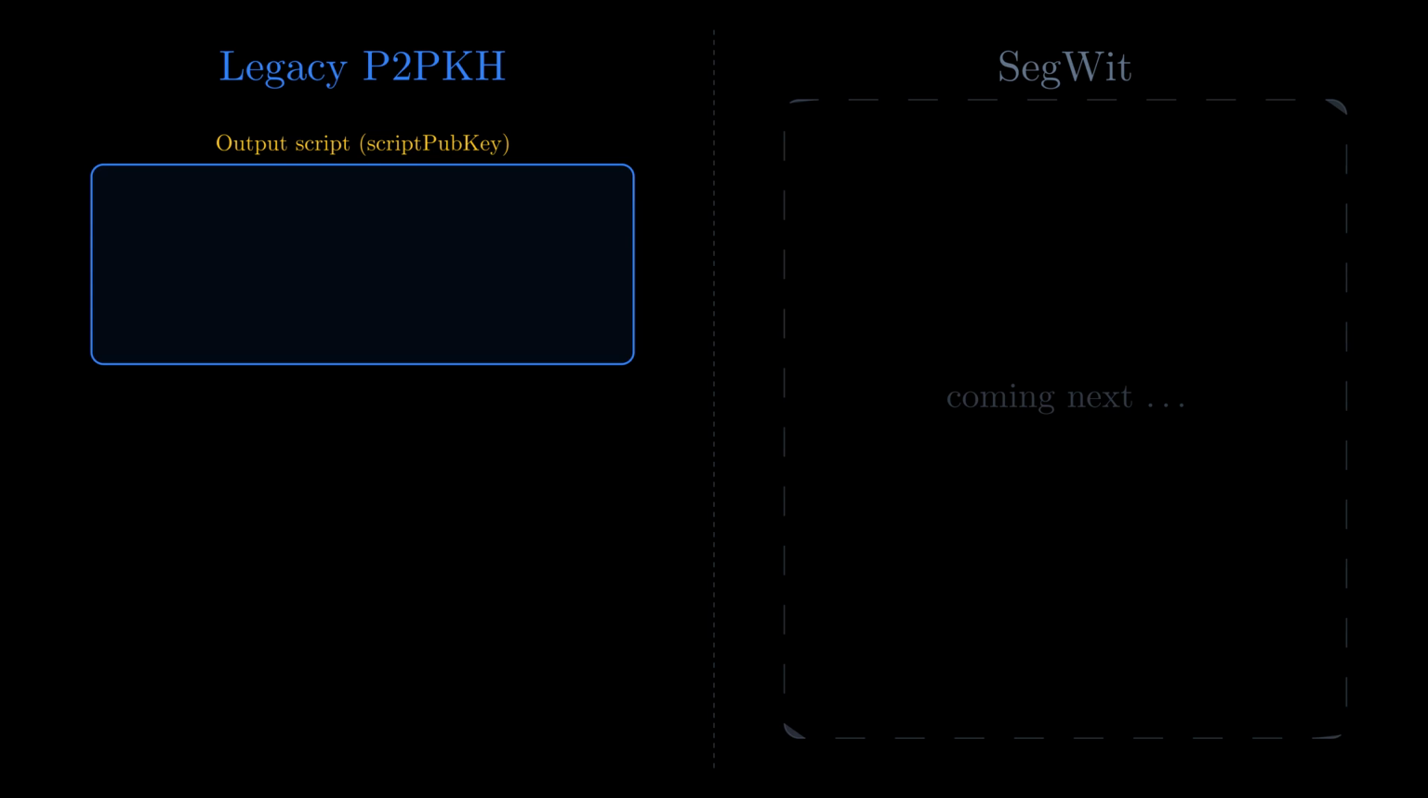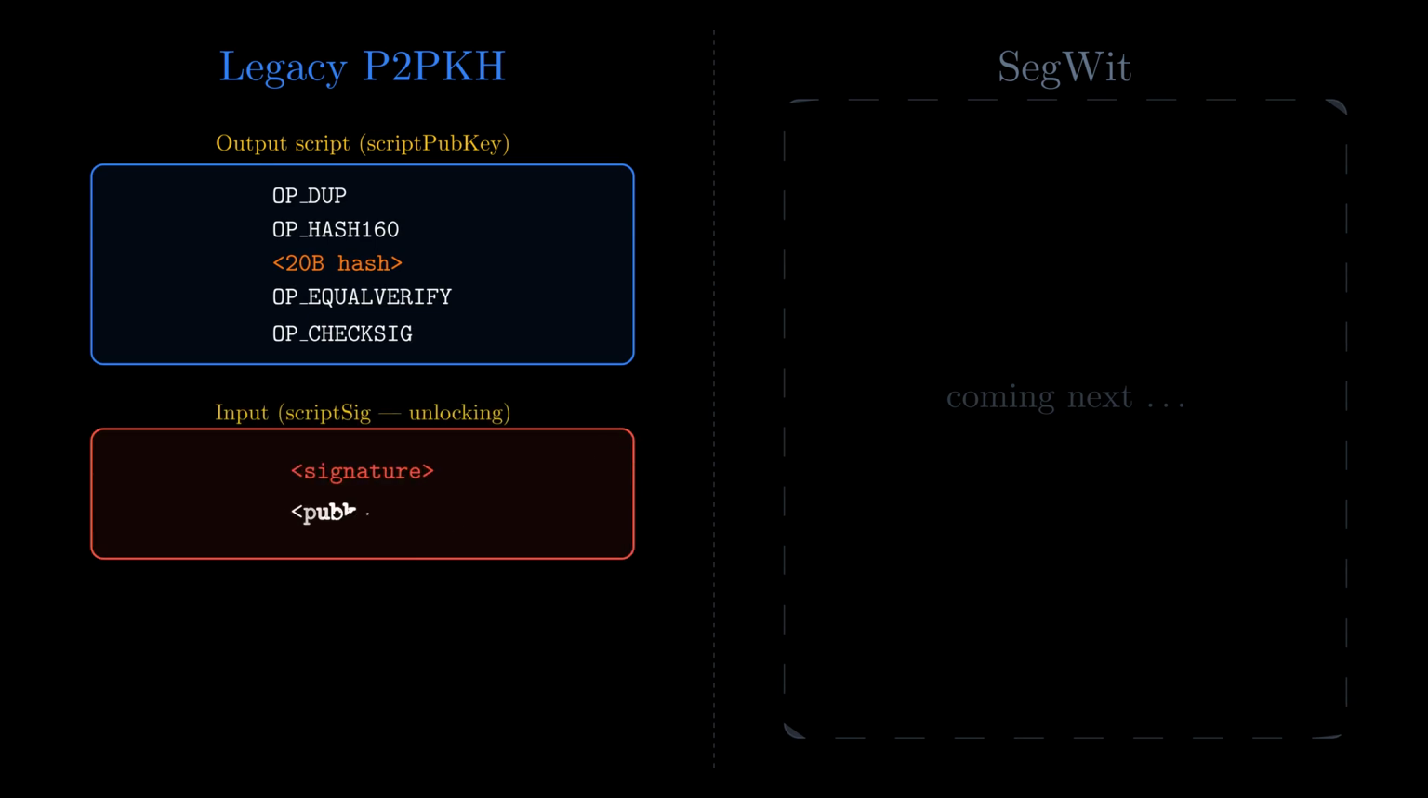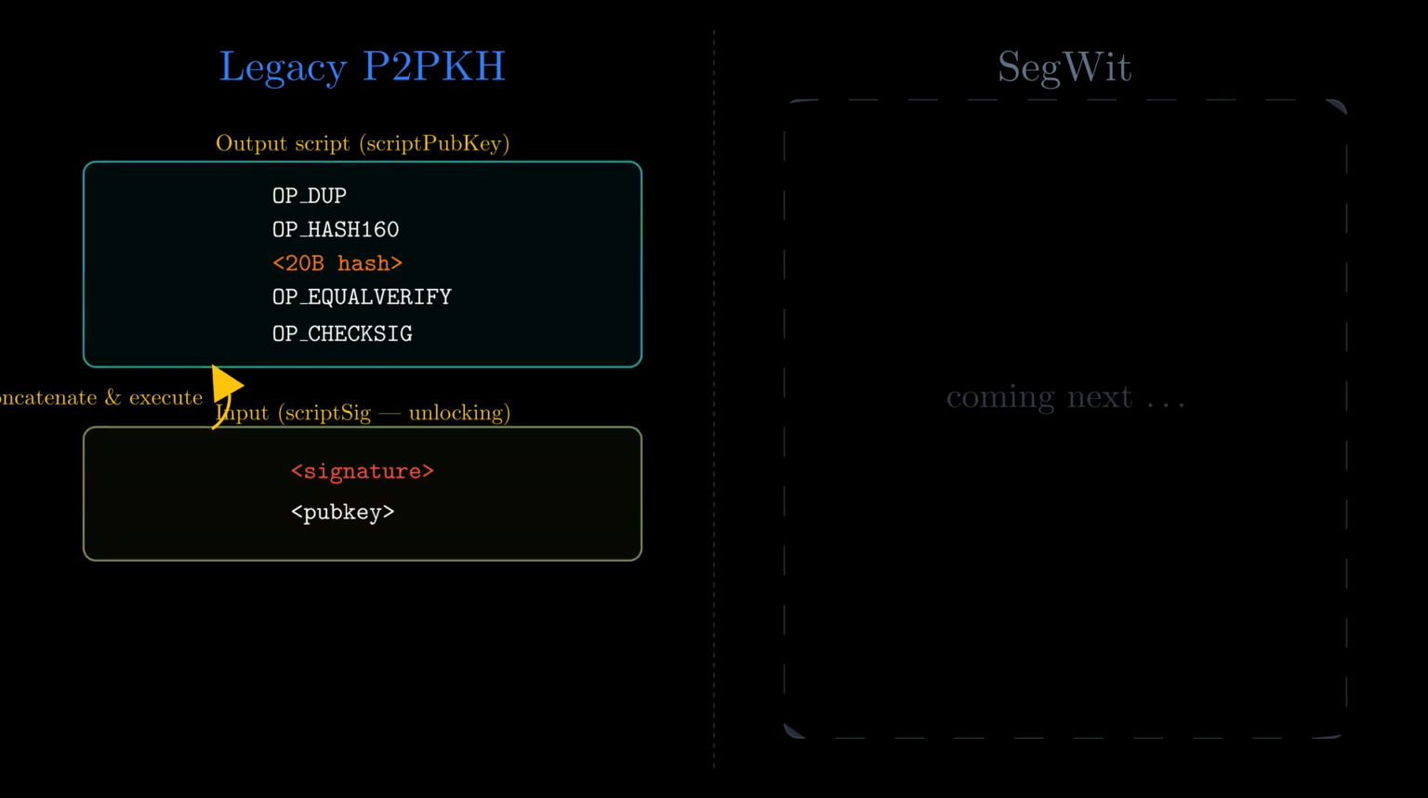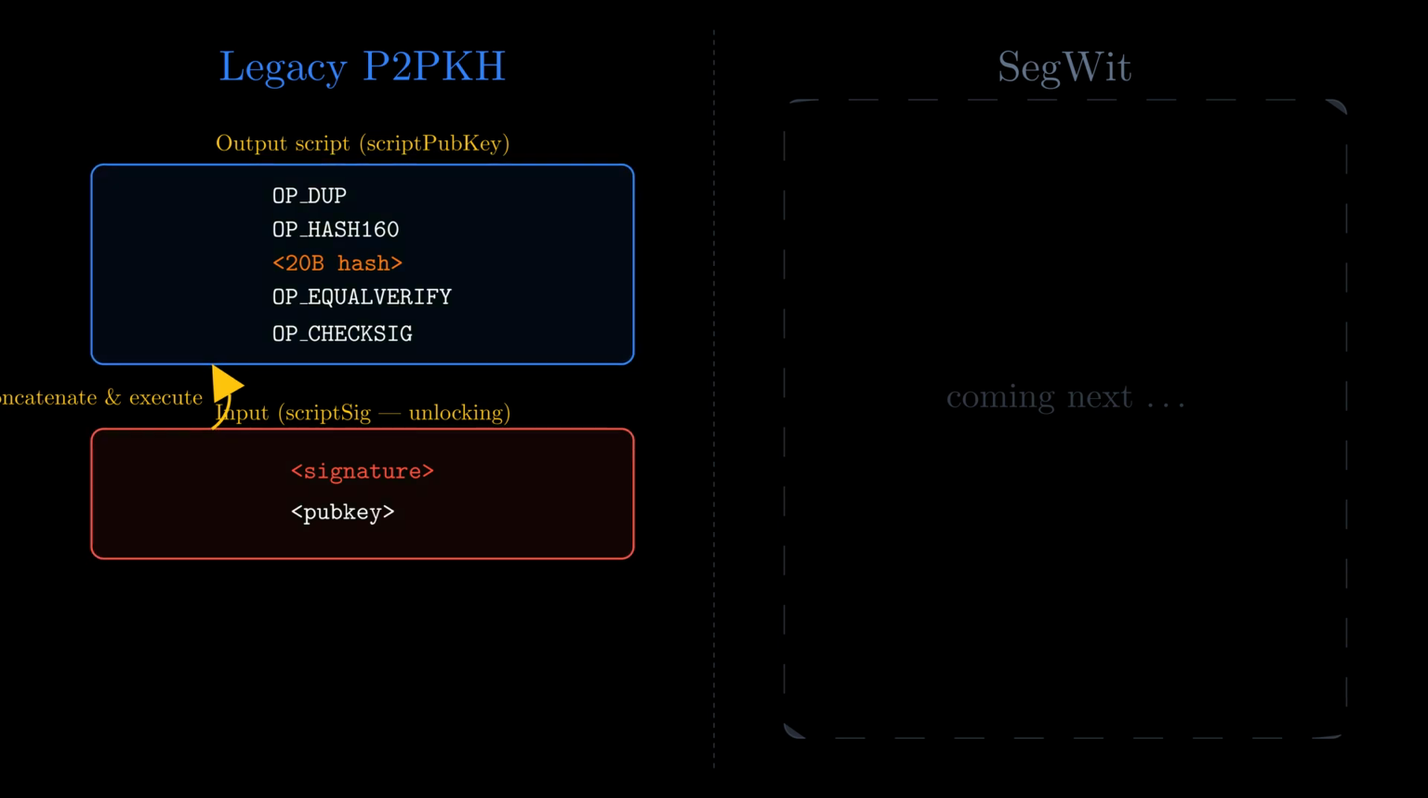Rewind to the script old nodes see to understand. A legacy pay-to-public-key-hash output runs 5 opcodes: OP_DUP, OP_HASH160, the 20-byte hash, OP_EQUALVERIFY, OP_CHECKSIG. To spend it, the owner provides a signature and public key inside the input scriptSig, the unlocking script. The node concatenates scriptSig with the output script and executes the whole thing. The signature gets checked against the transaction data, and the consensus rules verify the result.